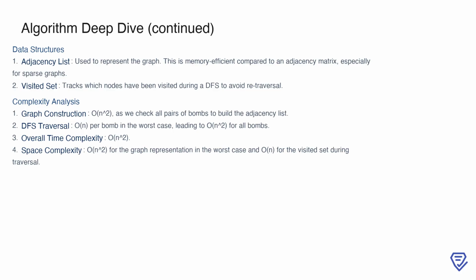same node multiple times. When analyzing the complexity, the graph construction step takes O(n squared) time because we compute distances for all pairs of bombs. The DFS traversal takes O(n) per starting bomb in the worst case, leading to a total time complexity of O(n squared) for all bombs. In terms of space, the adjacency list requires up to O(n squared) in the worst case if every bomb can trigger every other bomb. Additionally, the visited set requires O(n) space during traversal.